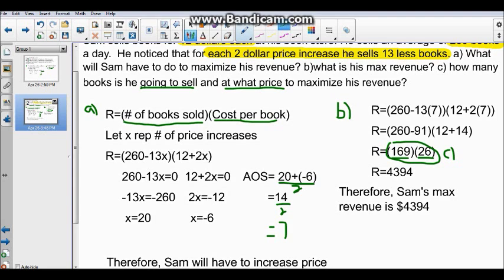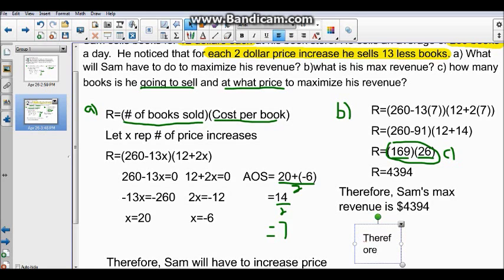And that's pretty much it. We're just going to write our therefore statement once again, stating that Sam's going to sell 169 books at $26 to maximize his revenue.